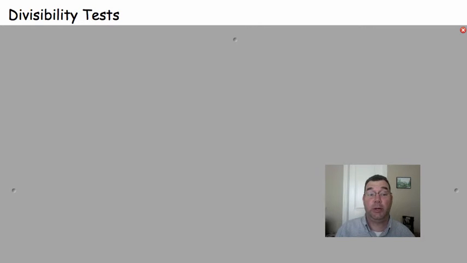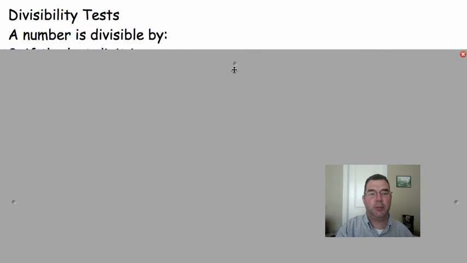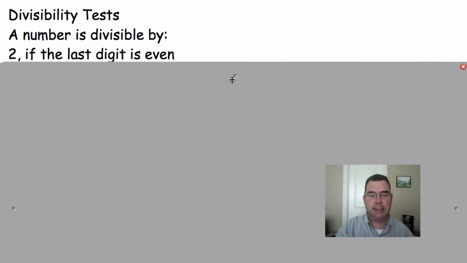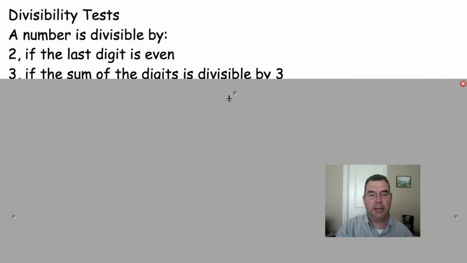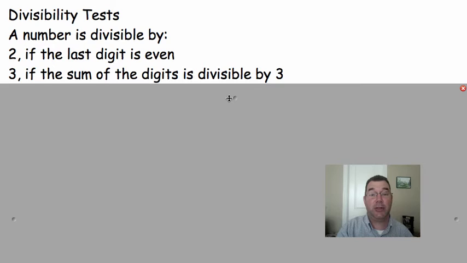All right, today we are going to talk about some divisibility tests. Tests to easily see if certain integers can be divided by certain smaller integers. Some of these: a number is divisible by 2 if the last digit is even. You know that an integer is divisible by 3 if you can add up all the digits, and that sum is divisible by 3.